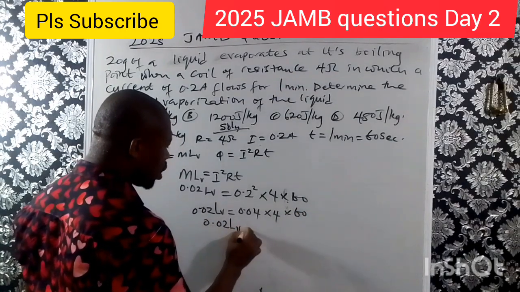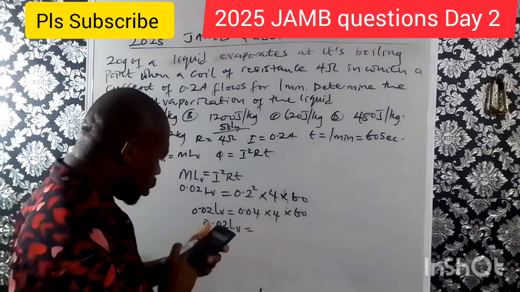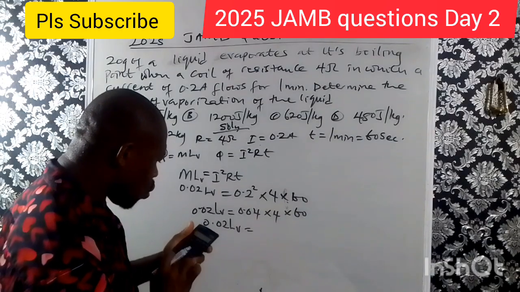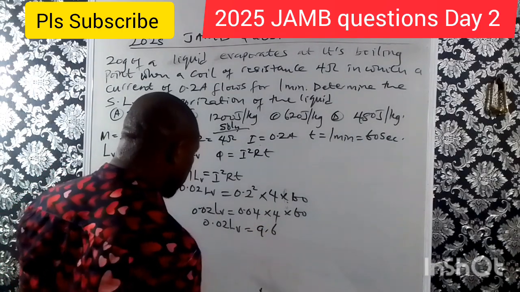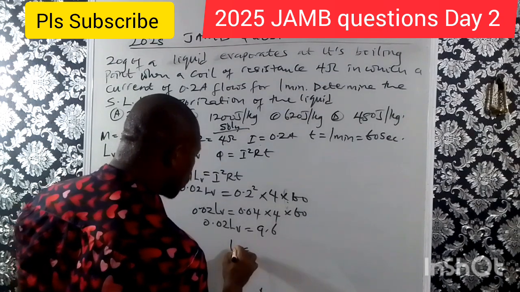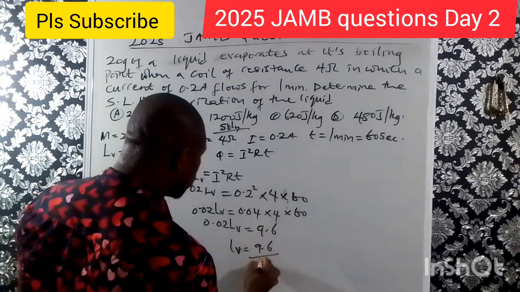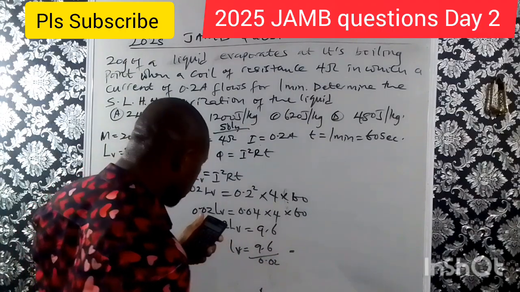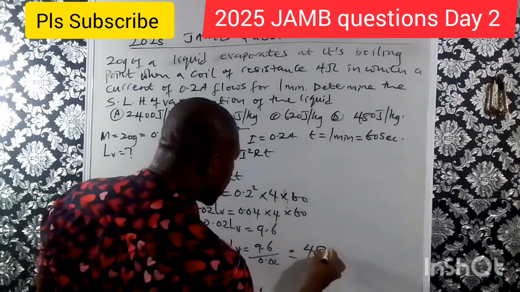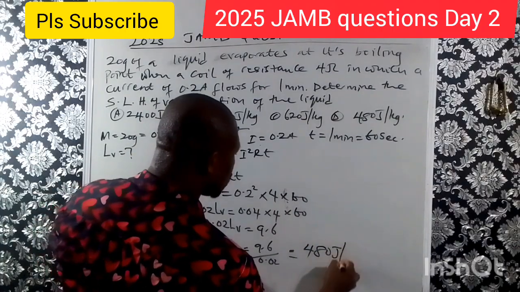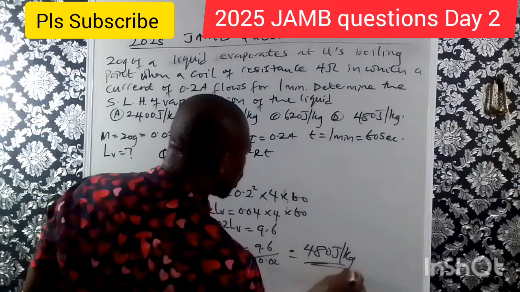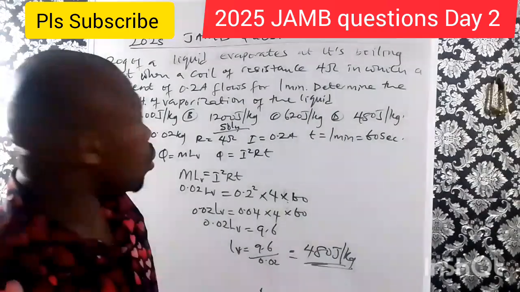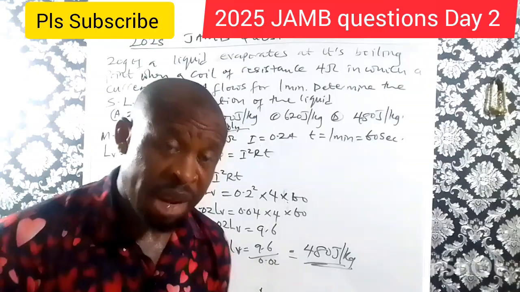0.02 LV is equal to 0.04 multiplied by 4 multiplied by 60, which will give us 9.6. Therefore, LV will give us 9.6 divided by 0.02, and that will give us 480 joules per kg, and that is the correct answer option. So we'll take another one immediately.